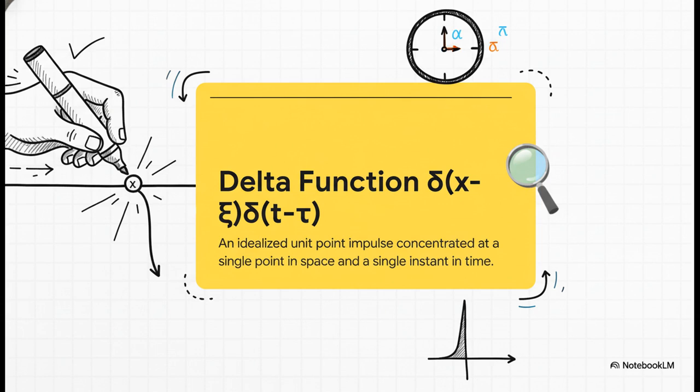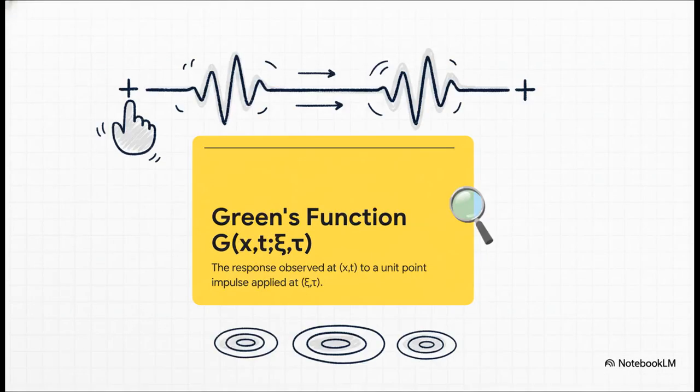So forget that complicated, continuous force for just a minute. What if, instead, we just gave the string one single, sharp tap? An instantaneous little poke at one specific point in space, let's call it xi, at one specific moment in time, tau. That's what a delta function is. It's the simplest, cleanest, most fundamental clue you could possibly imagine.